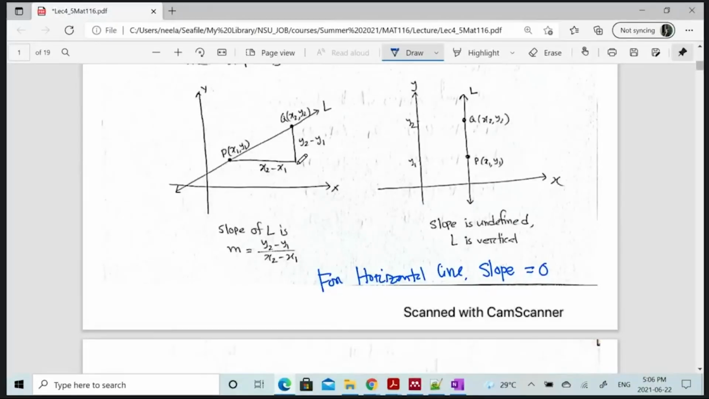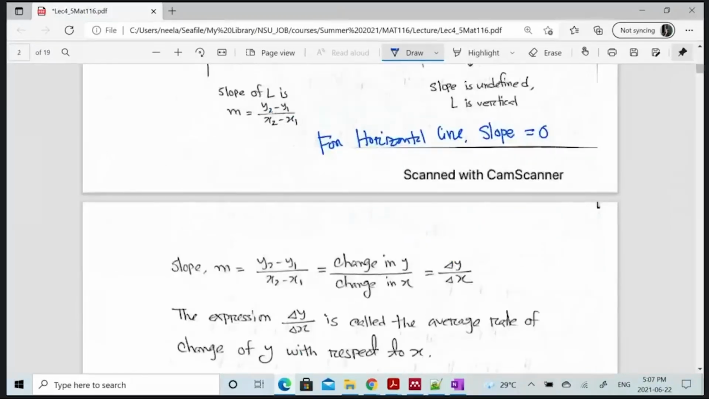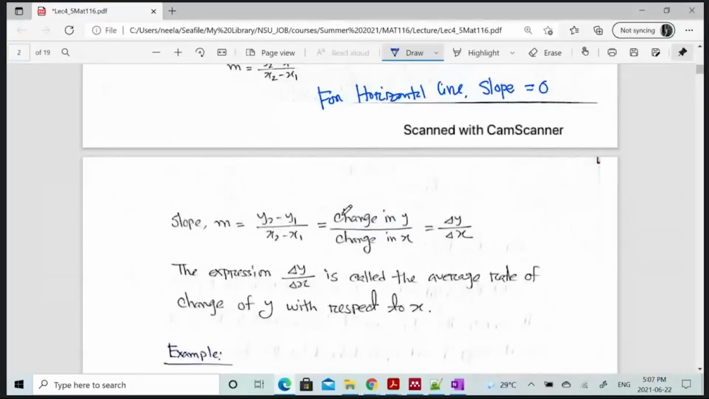So what does it mean? That if we have a point here, R, (x2, y1). To come from P to R, we are changing x. Similarly, to go from R to Q, we are changing y, right? So that's why m equals y2 minus y1 divided by x2 minus x1 is also called the average rate of change. Average rate of change means we have change in the y direction divided by change in the x direction.